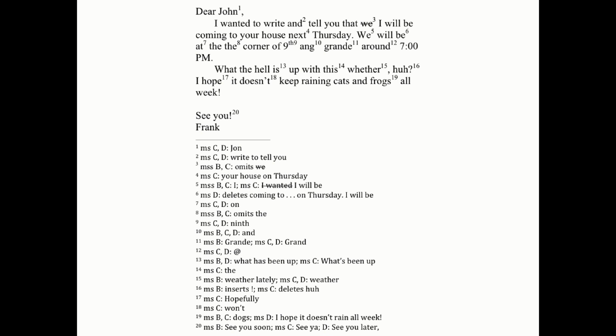I'll point out one more, where it says here, "what the hell is up with this weather, huh?" If you look at footnote 13, manuscripts B and D correct that to "what has been up with." Now, you can think this was done in a church setting, so them seeing "what the hell is," they might feel uncomfortable writing the phrase "what the hell is up." And so instead they corrected that to "what has been up."